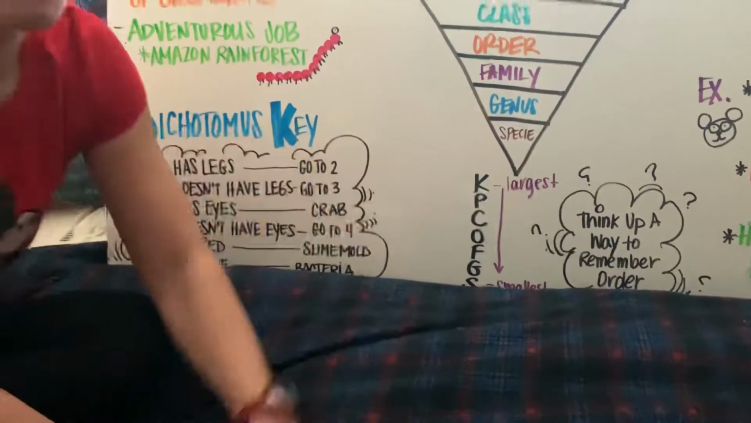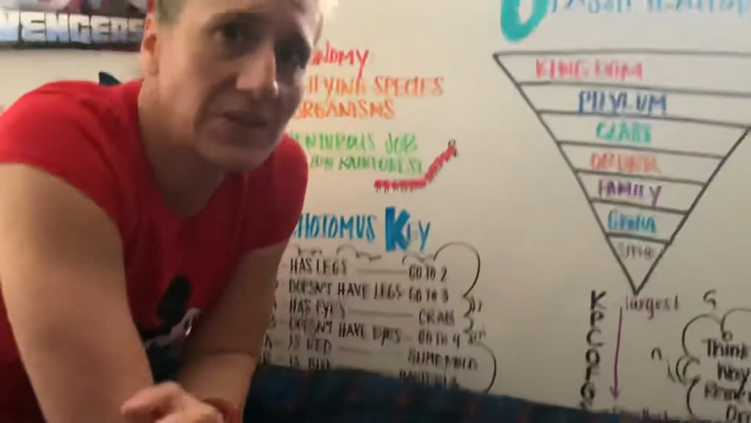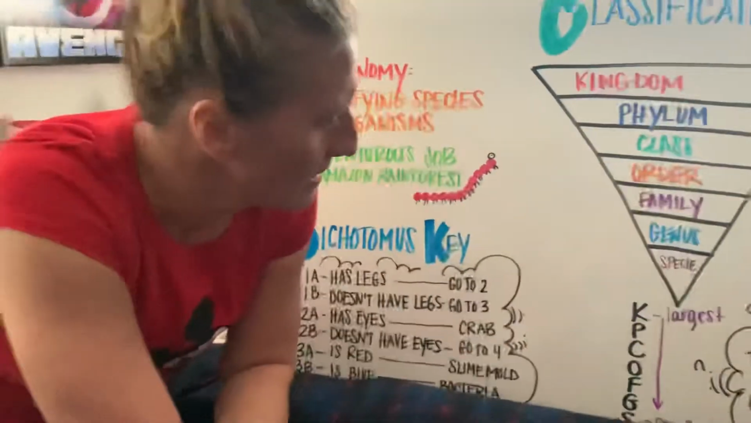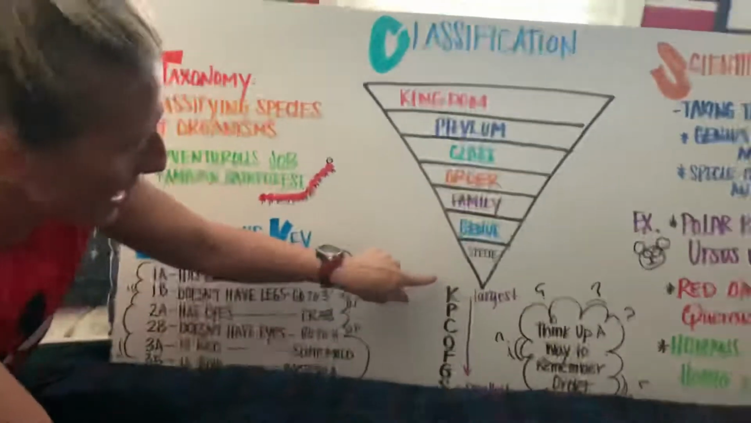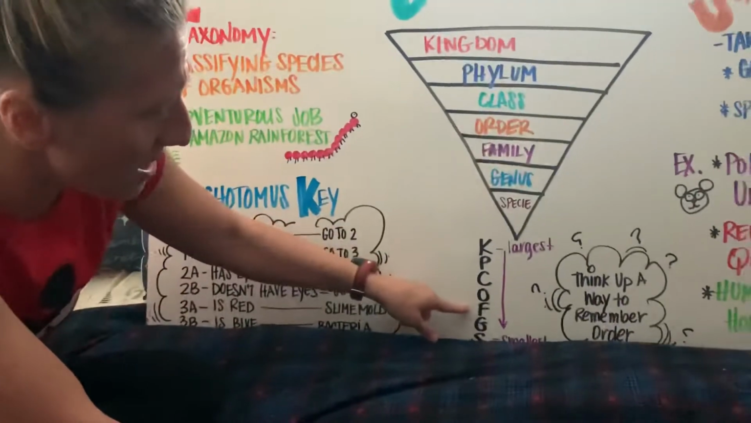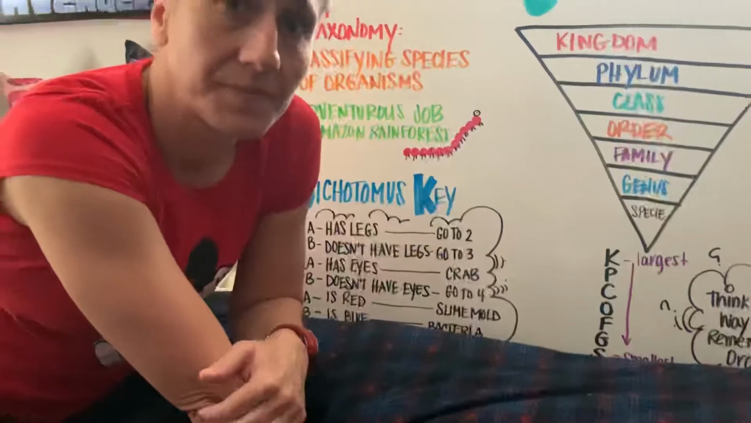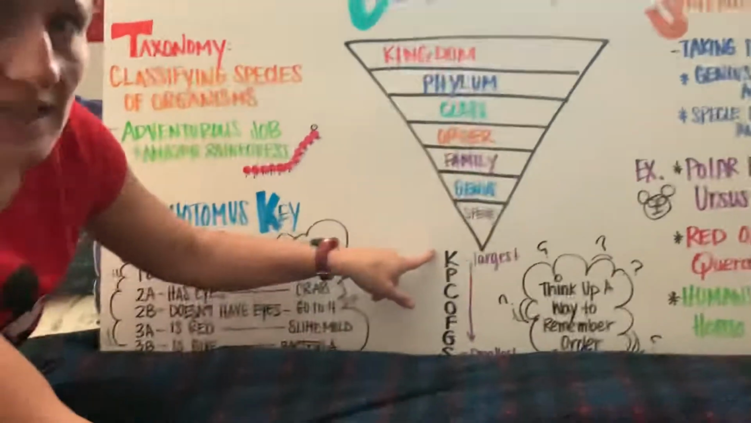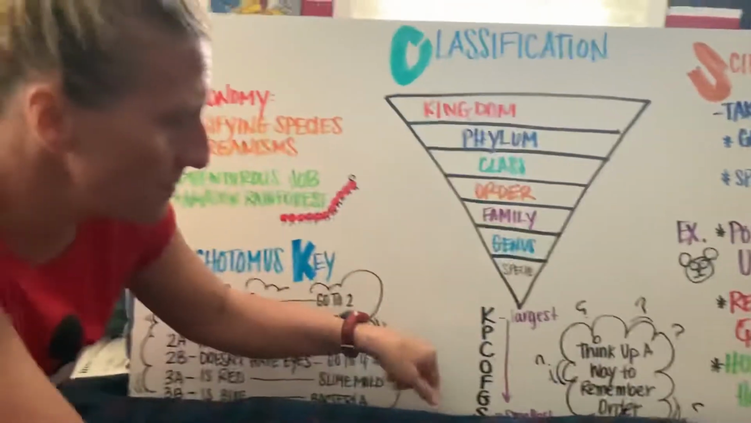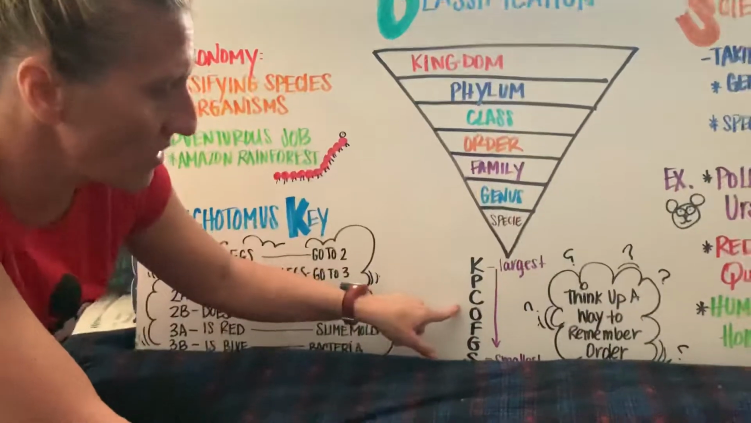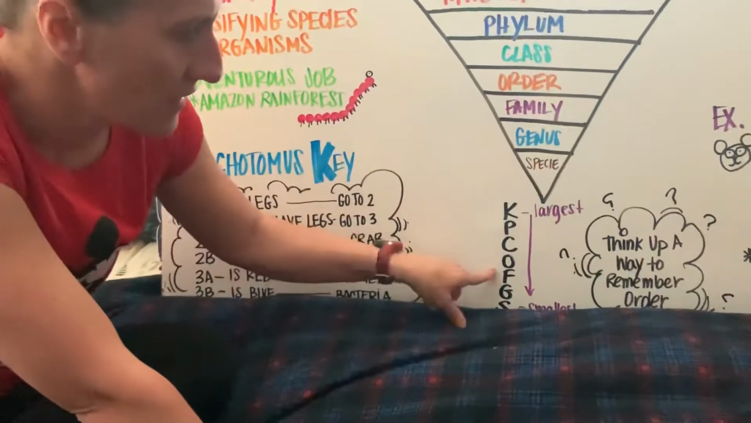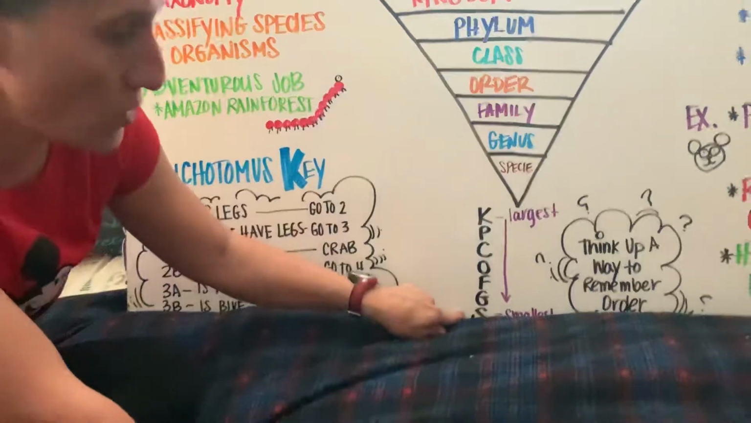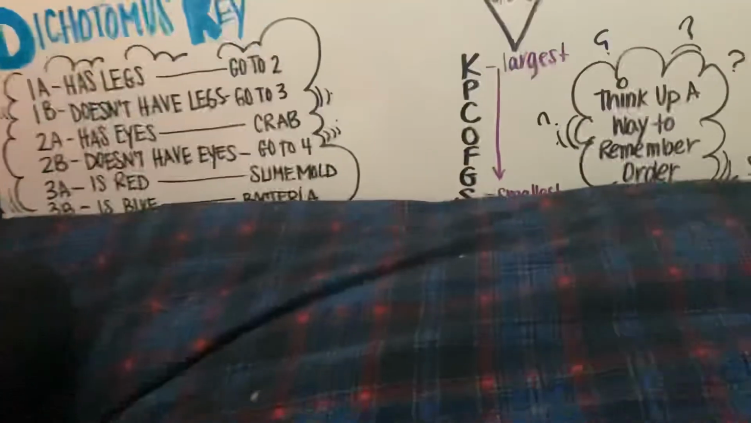If you want, you can figure out a way to remember this. So maybe you would say, I don't know, King Philip can order fried green squid. Come up with a way to remember it. King is kingdom, Philip is phylum, can is class, order is order actually. Fried is for family, green is for genus, and squid is for species.